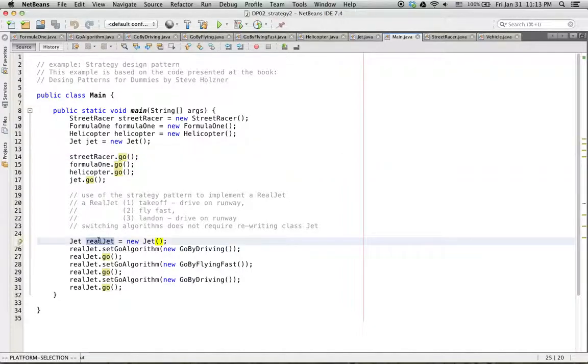Suppose we need a real jet. First the moving algorithm for this vehicle is go by driving, which is driving on the runway to take off. So it is driving on the runway ready to take off, and then we set the algorithm for flying faster. So it's flying now, and then when it lands, we go by driving again. So by changing those algorithms depending on the situation, we can precisely emulate the real jet. So this is a demonstration of the strategy design pattern.